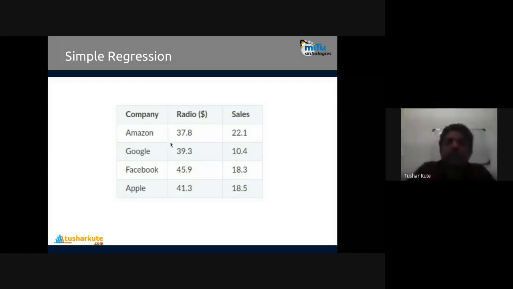You can check it out. The company names are Amazon. Radio advertisement is $37.8 million. Sales are 22. Google, 39.3. Sale is 10.4. Facebook, 45. Sale is 18. Apple, 41. Sale is 18.5.